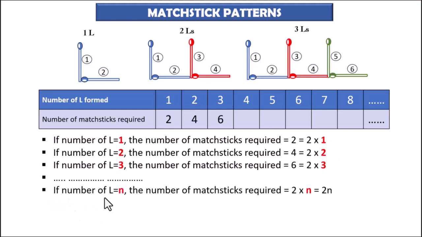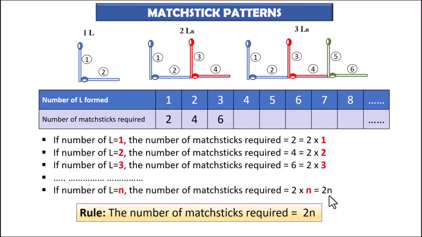If the number of L is equal to n, then the number of matchsticks required will be 2 into n. Simply, instead of 1, 2, 3, we put n here, which is equal to 2n, because we don't write the multiplication sign when multiplying a constant with a variable. So the number of matchsticks required will become 2n. So what relation have we found out? We have found the rule that the number of matchsticks required is equal to 2n, where n is equal to the number of L that we want to form.